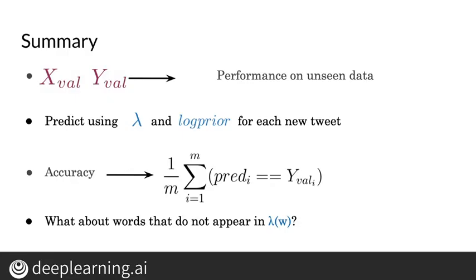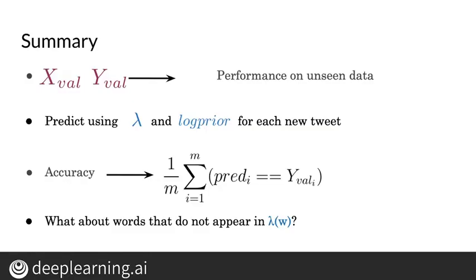Okay, let's revisit everything you just did. To test the performance of your naive Bayes model, you use a validation set to allow you to predict the sentiment score for an unseen tweet using your newly trained model. Then, you compared your predictions with the true labels provided in the validation set, and this allowed you to get the percentage of tweets that were correctly predicted by your model.